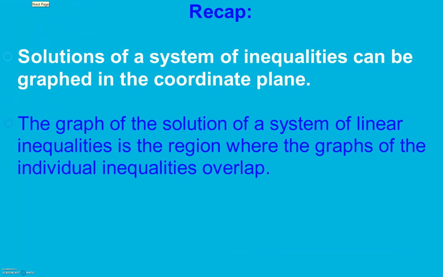A real quick recap here for 6.6. Solutions of a system of inequalities can be graphed in the coordinate plane. And the graph of the solution of a system of linear inequalities is the region where the graphs of the individual inequalities overlap. So it still has to work for all of them, and we see that by graphing and finding where the shading is overlapping, where it works for both. And that's all I have for section 6.6.